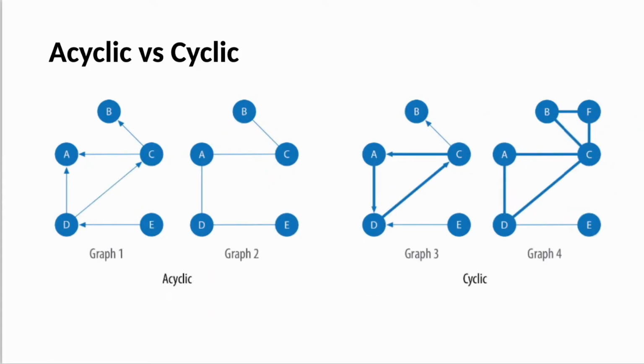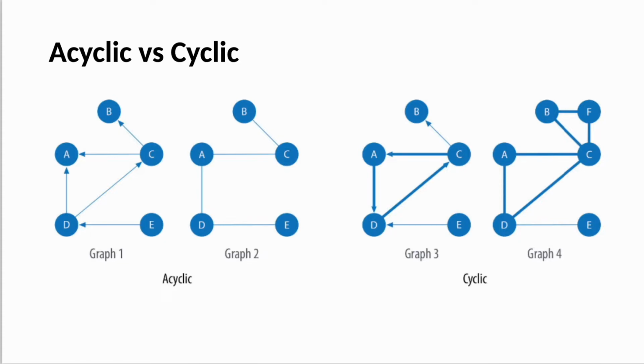We know from the previous topic that cycles are paths that start and end at the same node. A graph without such cycles is called an acyclic graph. On the other hand, if a graph has at least one cycle, it's called a cyclic graph. So for instance, graph 1 and graph 2 are examples of an acyclic graph. We have directed and undirected acyclic graphs. On the contrary, we can see cycles on graphs 3 and 4.